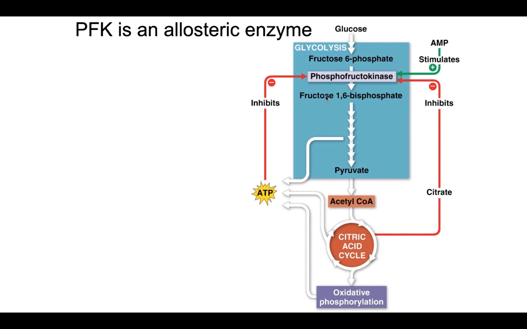ATP turns it off, and citrate, which is a downstream product. If you've got lots of citrate, the cell says, we're good, we don't need any energy. It binds to phosphofructokinase and turns it off. Now, AMP is signaling to the cell, uh-oh, we've been dephosphorylating all of our ATPs. We've got too much AMP here. We need energy. It binds to a regulatory site on phosphofructokinase, activates it and gets glycolysis running again.